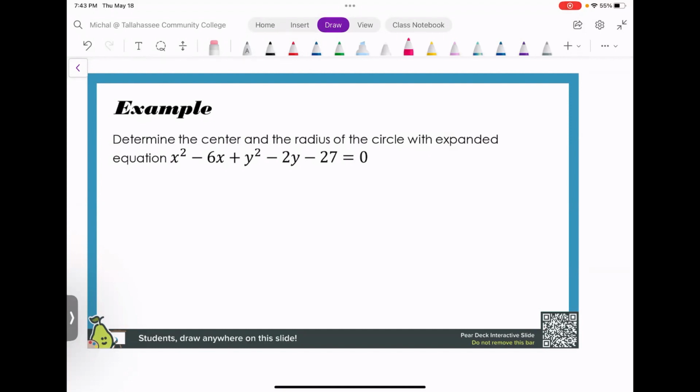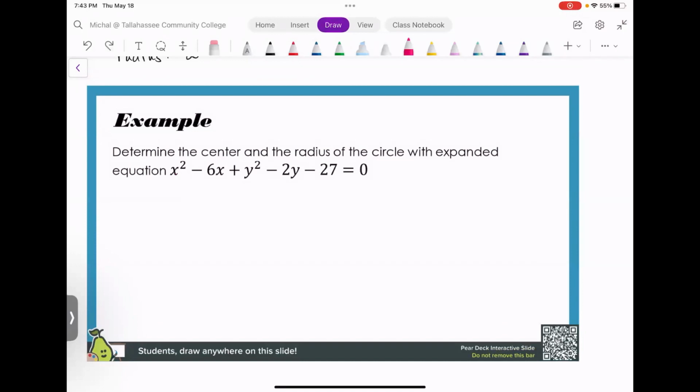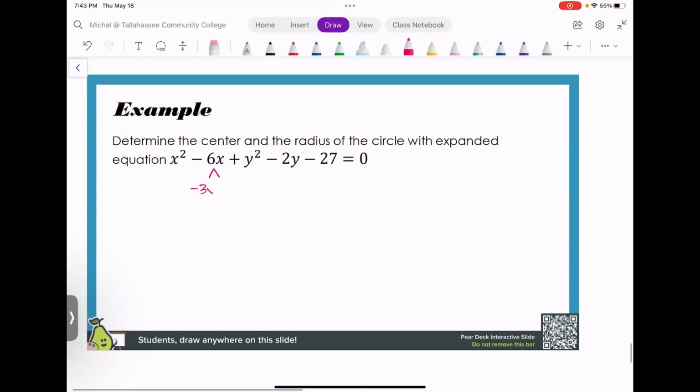I look at this equation and I'm going to group my x terms, and I'm going to group my y terms. This x term splits to be minus 3x minus 3x. I also need to know that negative 3 squared equals 9. That means that for the x part of this equation, I'm going to write (x minus 3) squared, and then I'm going to subtract off the perfect square, minus 9.